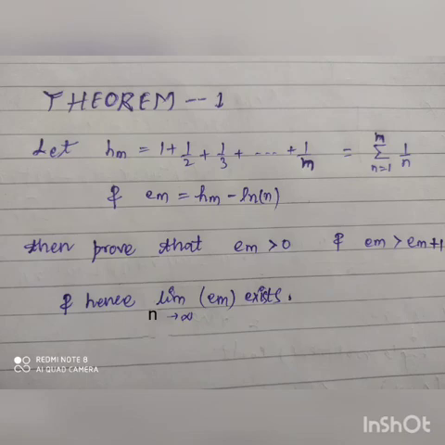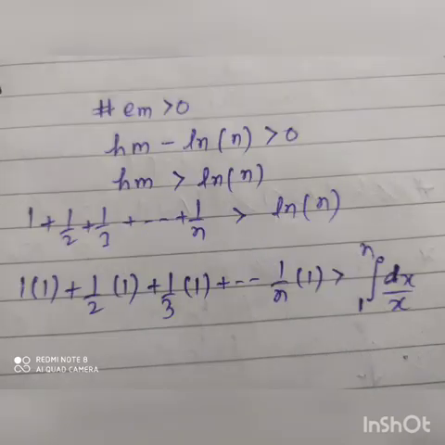So the above theorem says that we need to prove that Em is greater than 0 and Em is greater than Em plus 1, and using the above two properties we can easily deduce that when m approaches infinity, that is to say limit m approaches infinity, Em exists, and this is the number Euler's constant. So let us begin understanding the theorem.